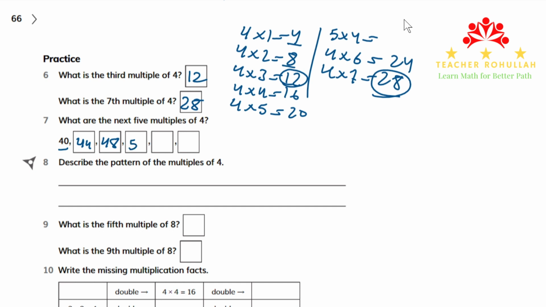48 plus 4 is 52. 52 plus 4 is 56. And 56 plus 4 is 60. These are the next 5 multiples of 4.